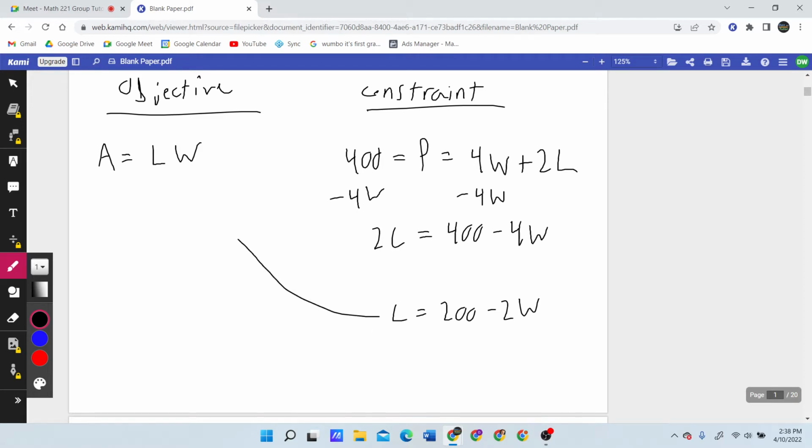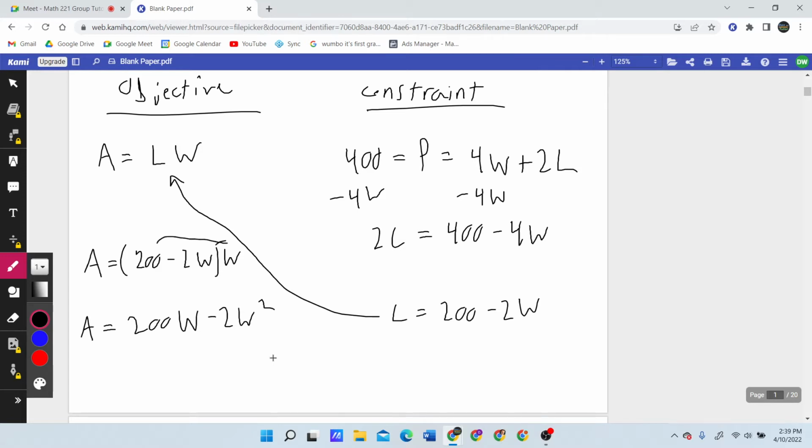Now I can plug in L right here into my objective equation, and I will get the following. Area equals quantity 200 minus 2W times W. Before I take the derivative of this, which is the next step, I do want to distribute the W to both terms. So I'll get area equals 200W minus 2W squared. Okay, great. Now I'm going to take the derivative.